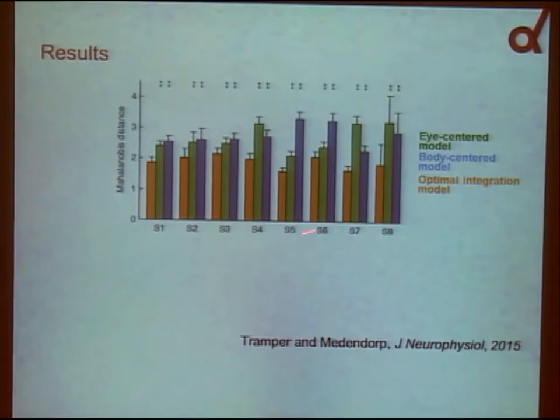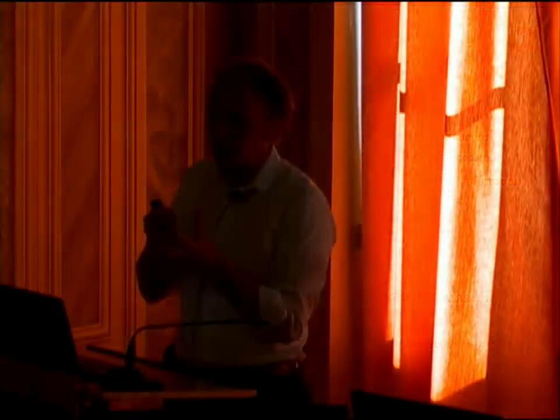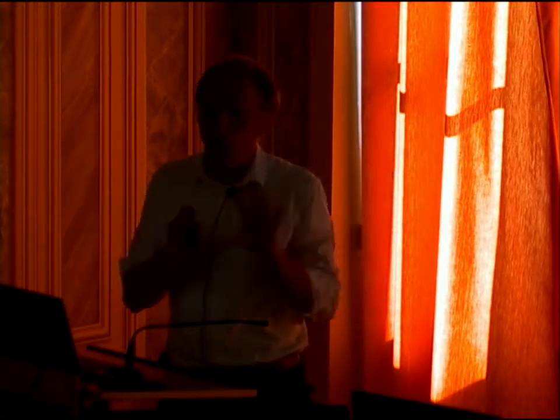And you can see this in all subjects. If you plot a measure for the quality of the fit, you see the lower the value, the better the model. You see the optimal integration model always has the lowest values. So what we argue is that this is the argument for the optimal brain. The brain optimally integrates spatial representations in multiple reference frames in order to implement that spatial stability. And that fits to that notion of the brain using multiple frames of reference. And of course, I can only show it here for a single or 2 reference frames. But the same argument holds up for all kinds of reference frames. But we cannot really test it geometrically.